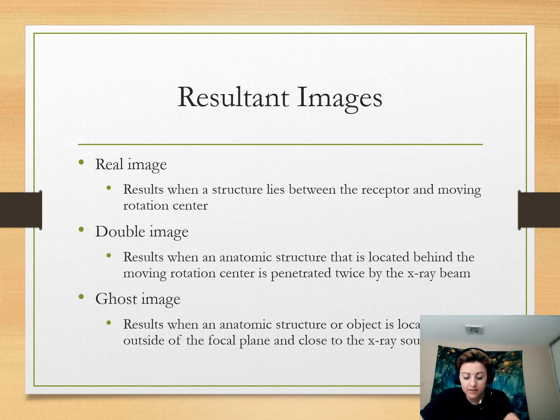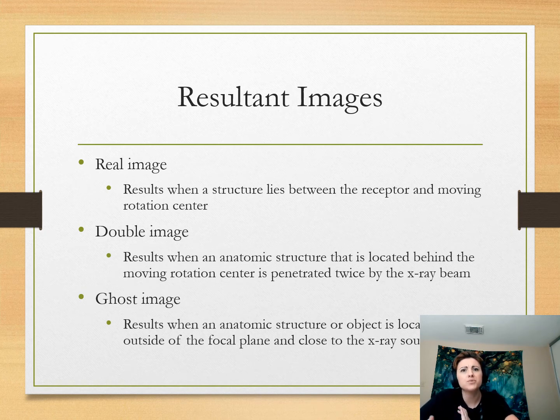The ramus of the mandible or the hard palate, and because they're not in the focal trough, they show up blurry. They typically show up higher than they're supposed to, and it's almost like they don't look real. They come in very distorted usually, and they're too close to the X-ray source. They're not something that we want to see, but they do show up. Sometimes they even overlap other structures that we're trying to see because of where they are for the receptor at the time that the X-ray passed through them.